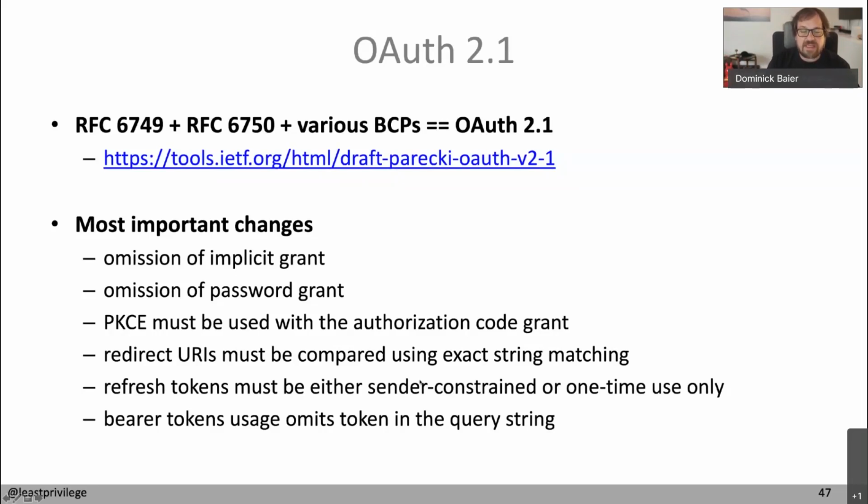Refresh tokens must either be sender-constrained, meaning they are used by confidential clients and the sender constraint is done by client secrets, or they must be one-time use only, which is primarily targeting public clients like SPAs, where basically every refresh token usage should result in a new refresh token, and you can detect if somebody starts using the same refresh token twice, which probably is then an attack. Also, bearer tokens must not be sent anymore using the query string for the reasons I mentioned. They leak too easily, in log files, proxies, and so on.